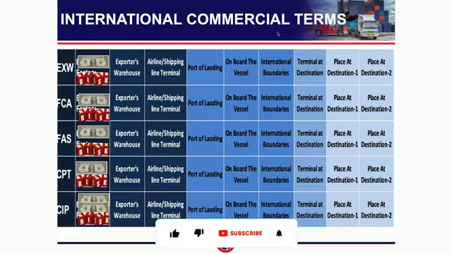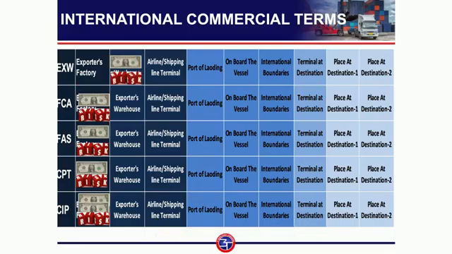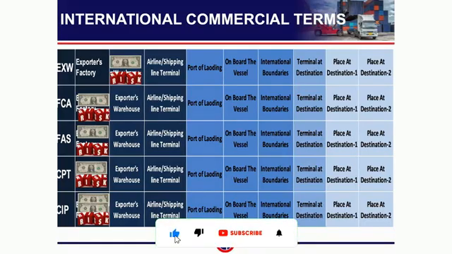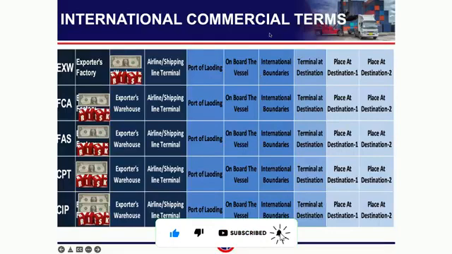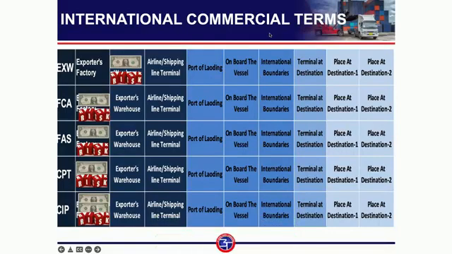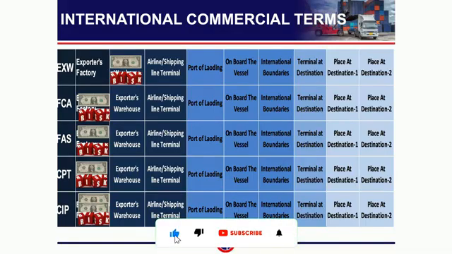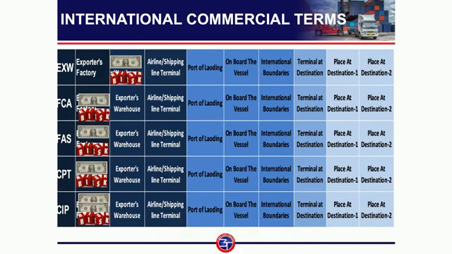For an ex-works transaction, the exporter's cost and risk end at the exporter's warehouse. What this then means is that ex-works gives the lowest responsibility to the exporter and the highest responsibility to the importer. Because the importer will arrange for the movement of the goods out of the exporter's warehouse, clear it for export in the exporter's country, and transport it to his own country and clear it for import in his own country.